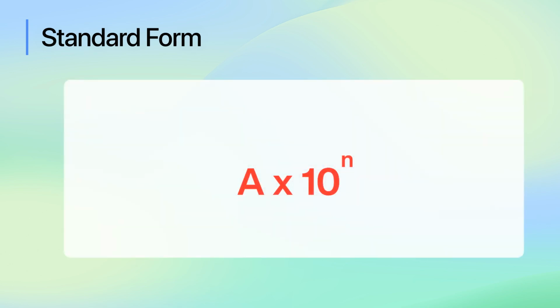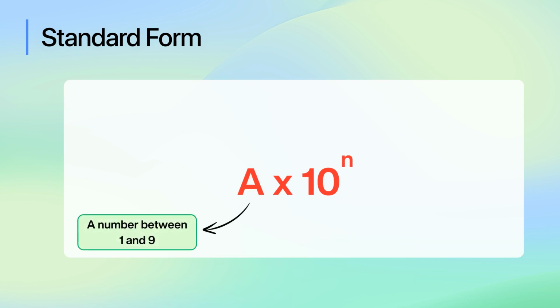Now, let's explore standard form, which is a method to express numbers using orders of magnitude. Standard form is written in the format a multiplied by 10 to the power of n. Here, a is a number between 1 and 9, and n is a whole number. Standard form notation makes it easier to write and work with very large or very small numbers.